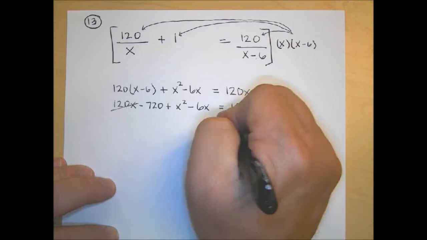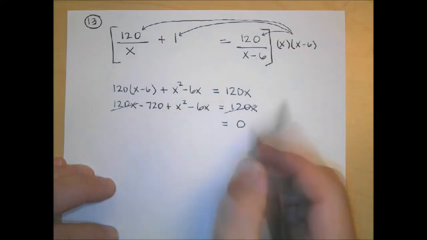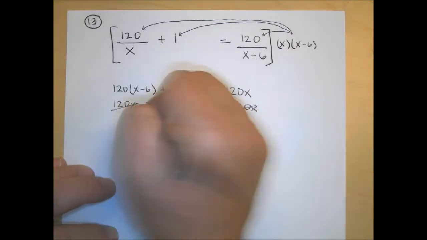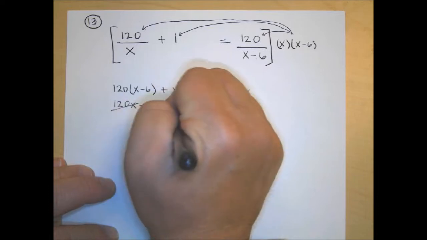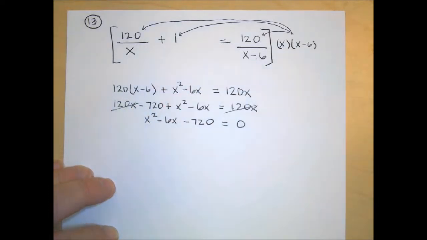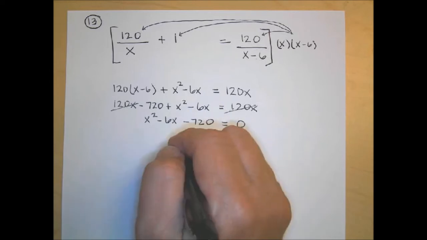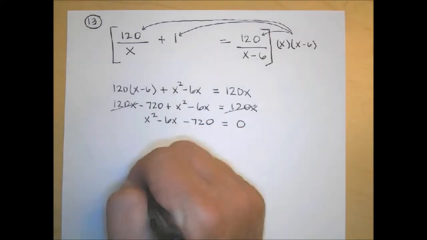And what that's done is, I'm left with a 0 on the right-hand side, which is what I want because this is a quadratic. X squared minus 6X minus 720 equals 0. Now, this is factorable. All the problems like this are going to be factorable.